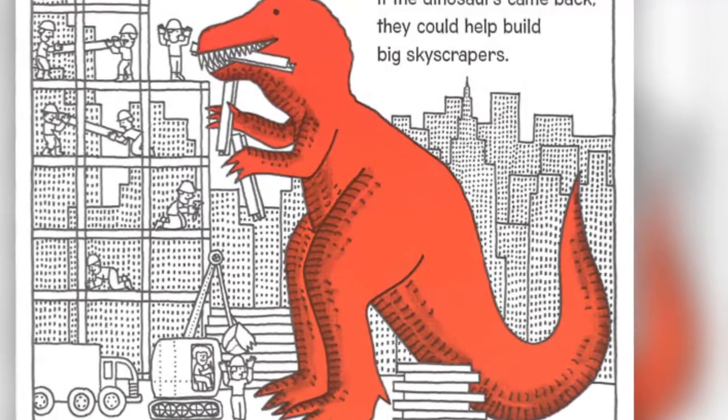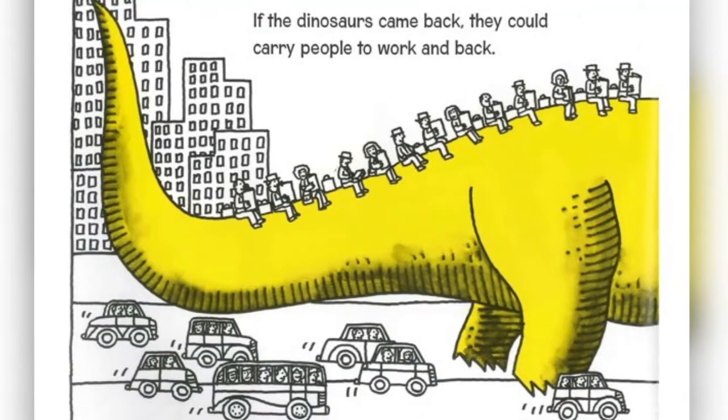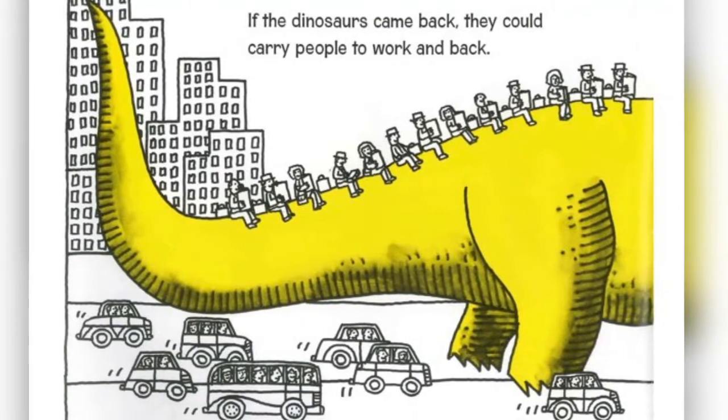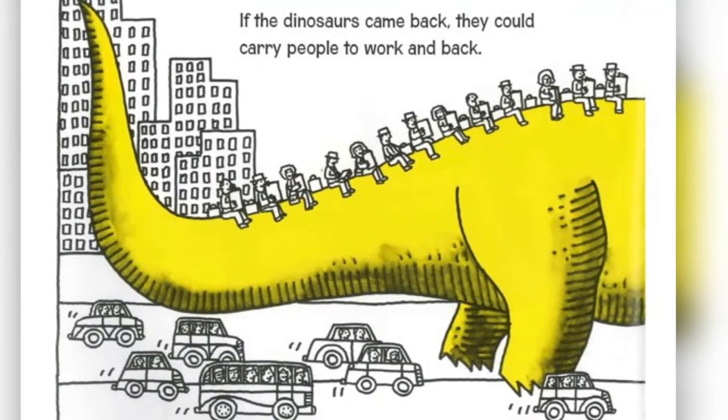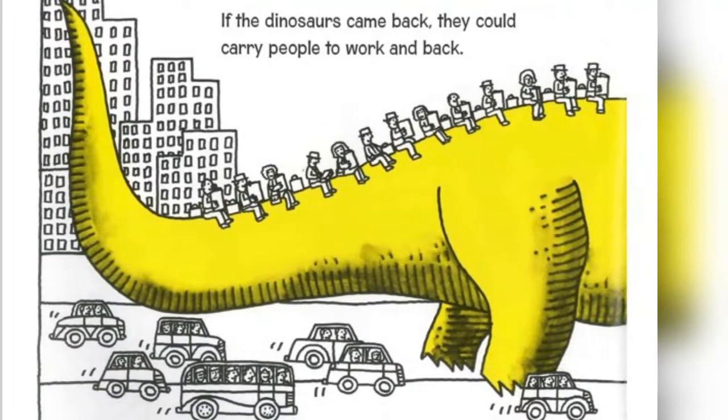Each of the pages in the story used lines in very creative ways. We see horizontal lines and vertical lines. We see lines that show motion, and we see lines all around the pages of the book.